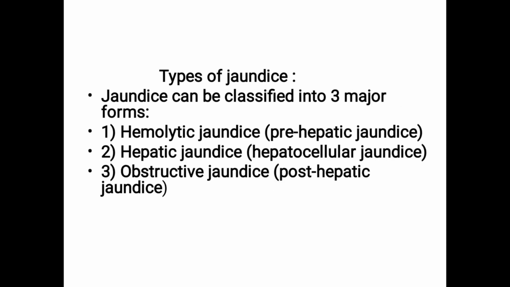So there are 3 types of jaundice. Hemolytic jaundice is prehepatic jaundice. Before the liver there is some problem. Hepatic jaundice, that is hepatocellular jaundice, because there is a problem in the liver cell, death or necrosis, damage to the liver cell. The third one is obstructive jaundice. So there is no problem before the liver or in the liver proper, but after that there is some problem, that is post hepatic jaundice, also called obstructive jaundice or regurgitation jaundice.